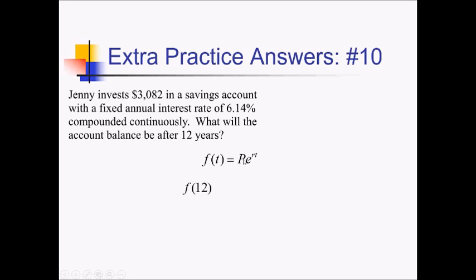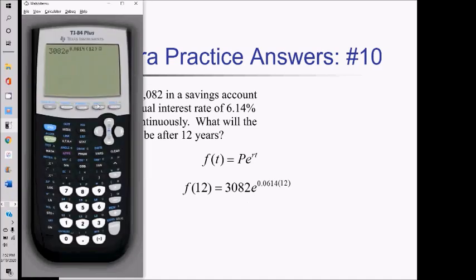This is going to be my principal of $3,082 times e to the interest rate 0.0614. We have to use a decimal there. And then we're multiplying by 12, because 12 years, that's the t value. On the calculator now, plug in all that in, we're going to get a value of about $6,439.04.